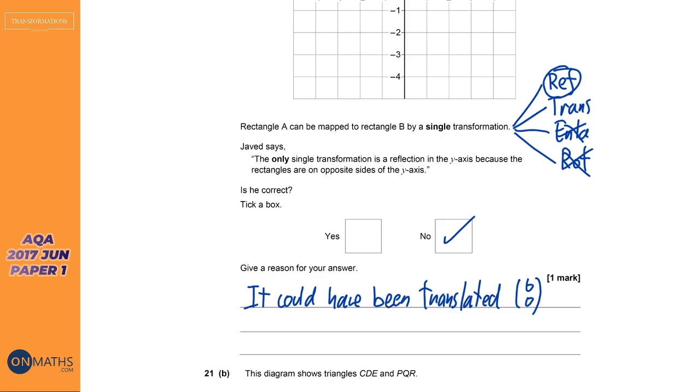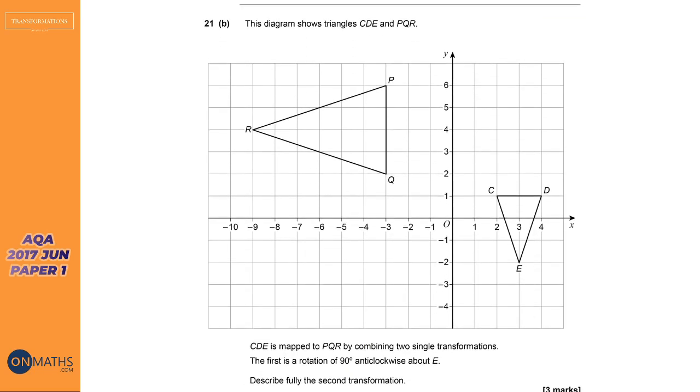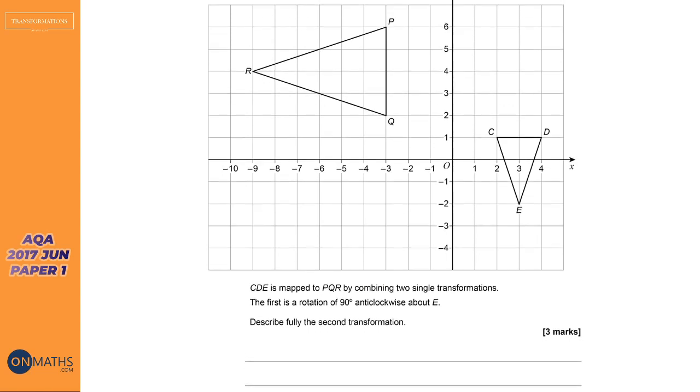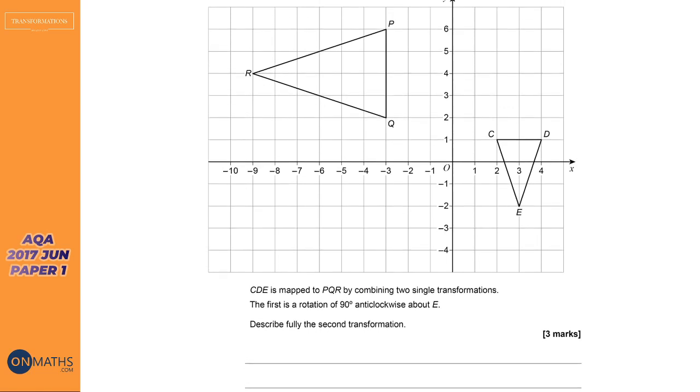So just bear that in mind. Okay, next one. So this one, CDE, which is this one here, is mapped onto PQR, which is this one here, by combining 2 single transformations. So we're looking for 2 transformations, right?